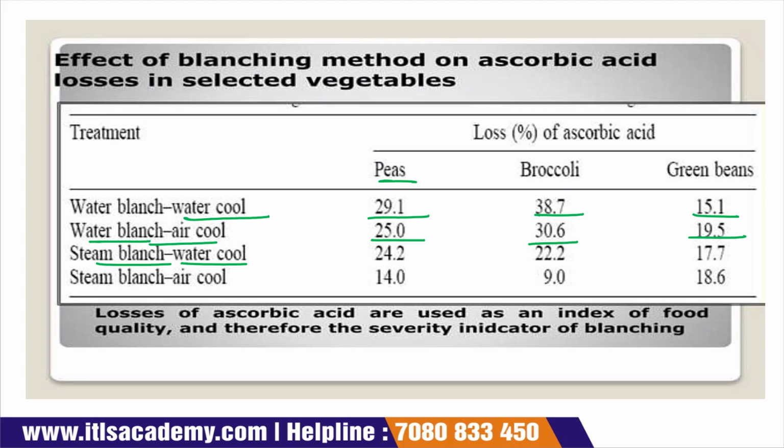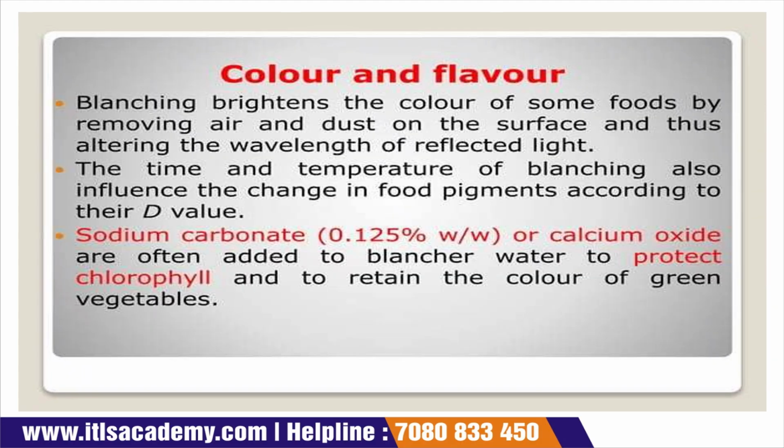Steam blanch, then water cool: peas lose 24.2%, broccoli loses 22.2%, and green beans lose 17.7%. Steam blanch, air cool: peas lose 14%, broccoli loses 9%, and green beans lose 18.6%.